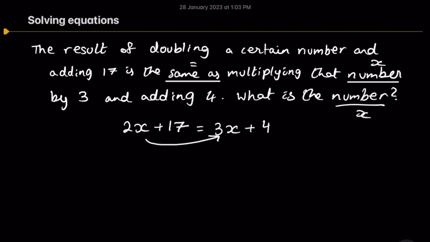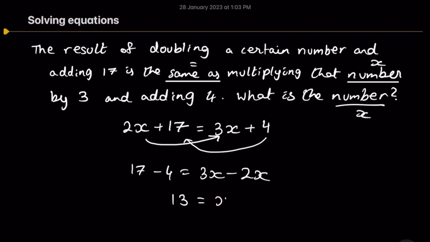Take 2x to the other side and take 4 to the other side. So that would become 17 minus 4 is equal to 3x minus 2x. 17 minus 4 is 13 is equal to 3x minus 2x is 1x, or we can just write that as x. So you got the answer. x is equal to 13, or that number is 13.